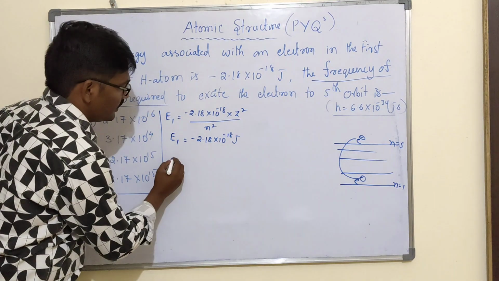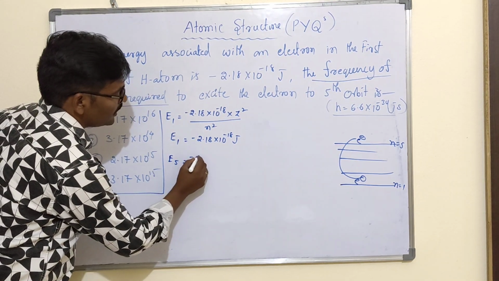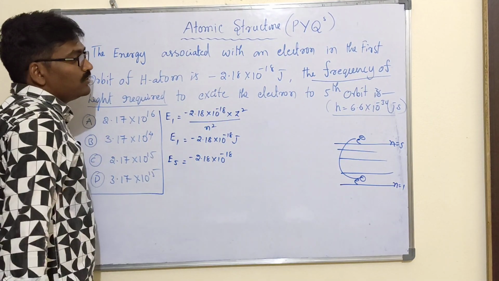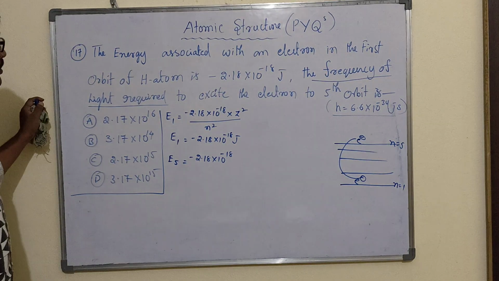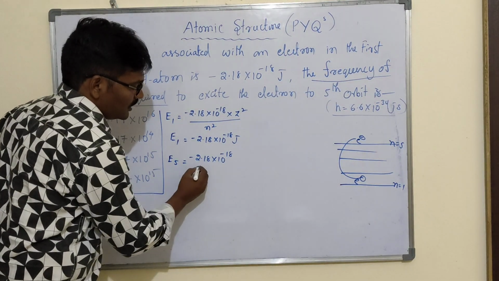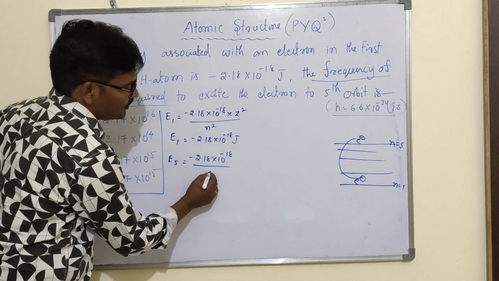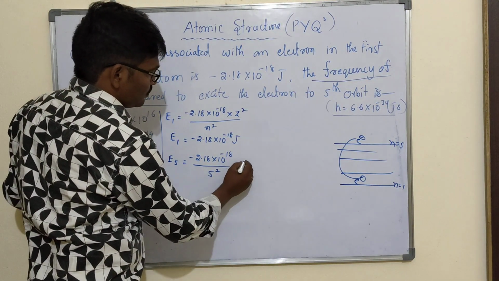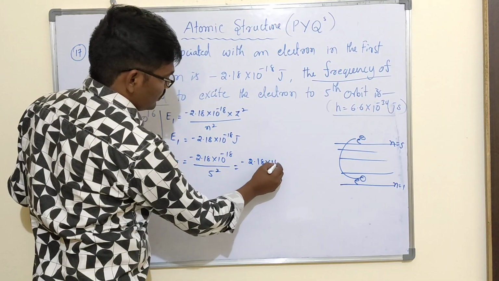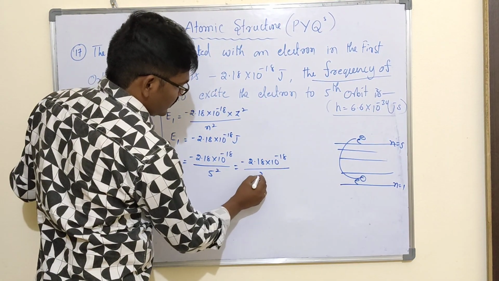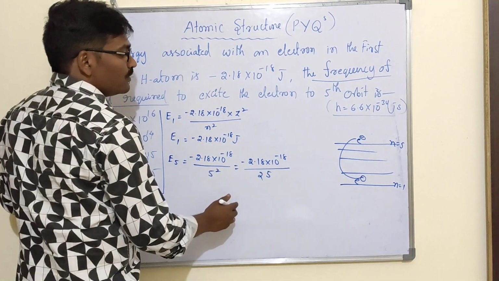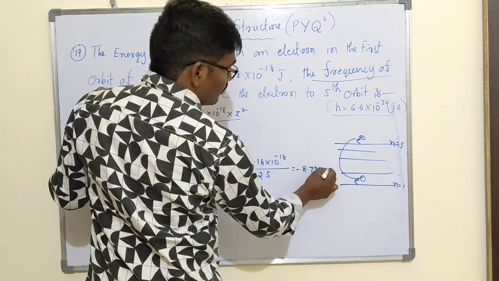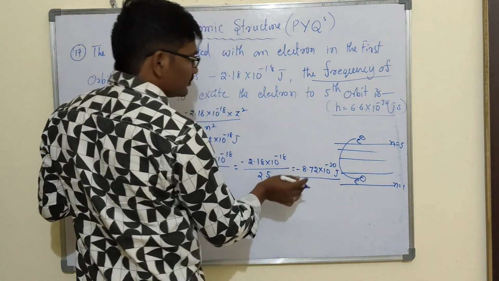Clear? Yes. Then the energy of the fifth orbit: minus 2.18 into 10 to the power of minus 18 in the place of z square. This is the first orbital case, so z square is 1 square, need not take. Then n square, that is 5 square. Divided by 25, finally you get minus 8.72 into 10 to the power of minus 20 joules when it is solved.